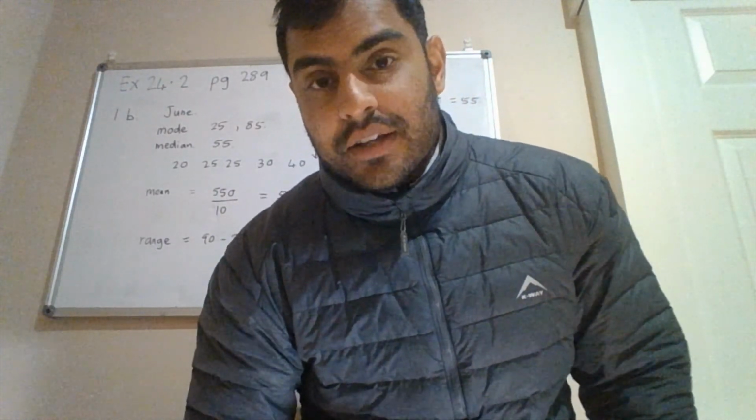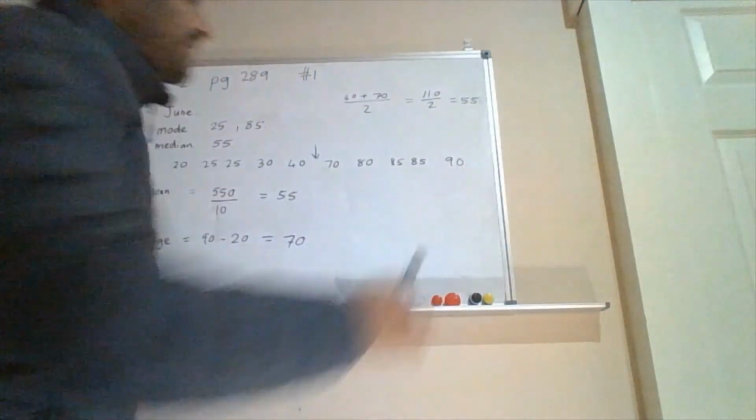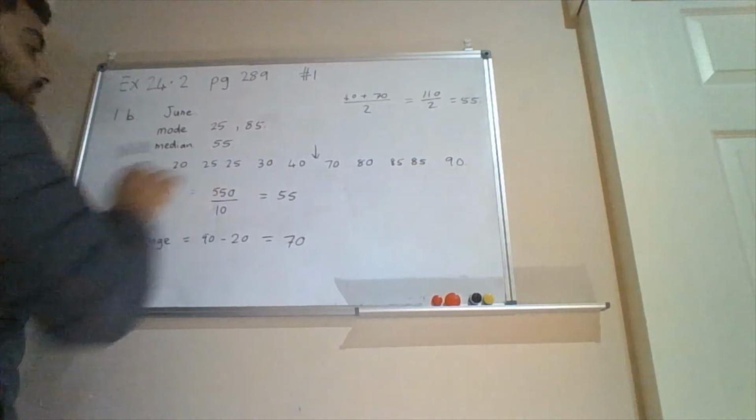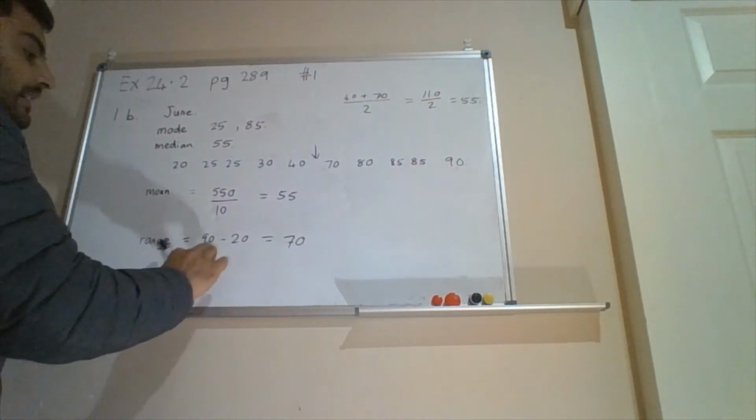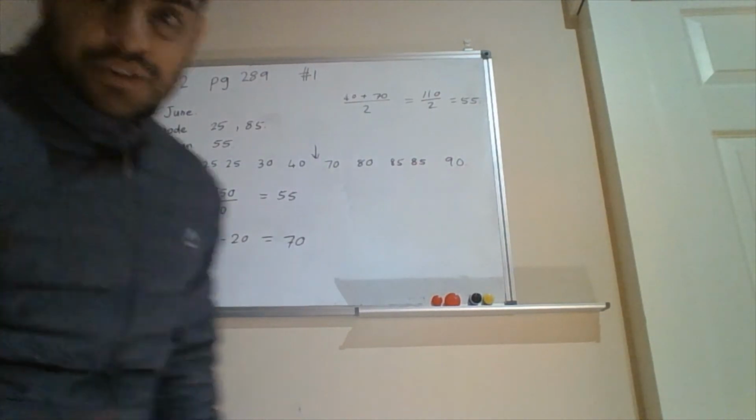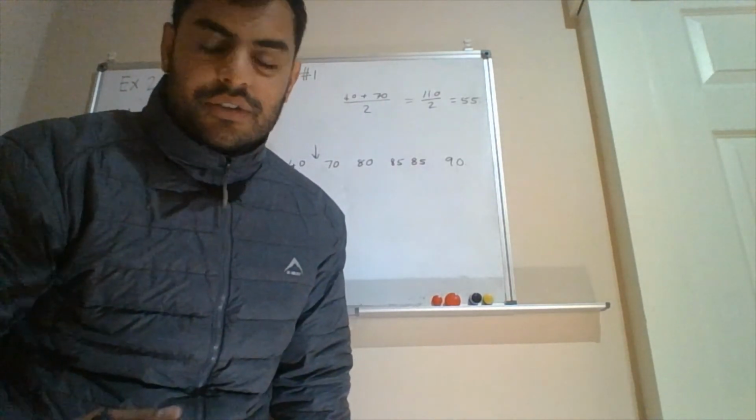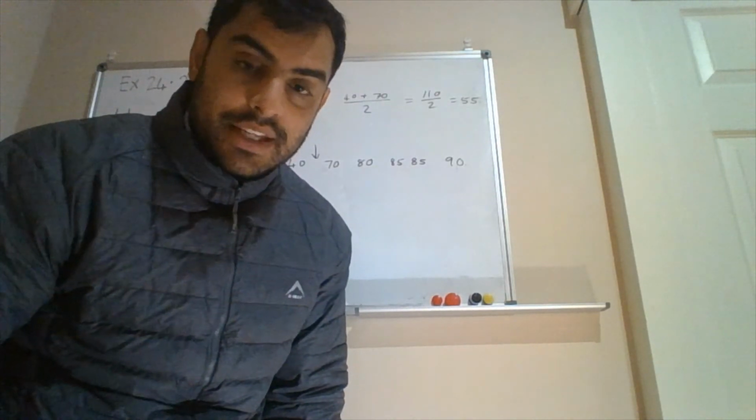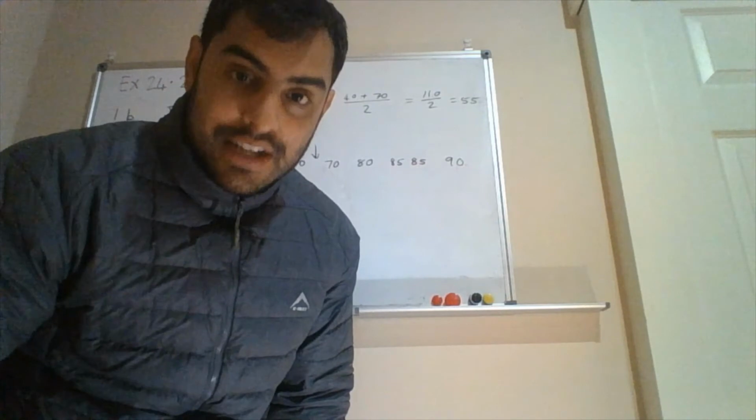Question 1b is also asking us to find measures of dispersion, and that's just going to be our range. If you recall, range is highest value minus lowest value, so it's going to be 90 minus 20, which gives us 70. So now we're going to do exactly the same thing, but for the December exams.